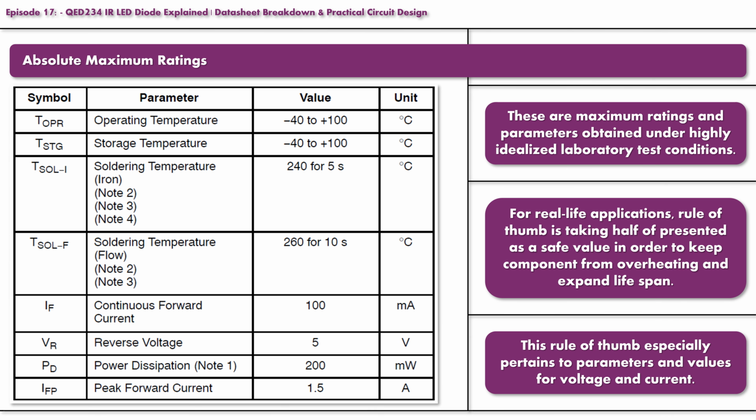Now that this is out of the way, let's move on to the absolute maximum ratings section of the datasheet. As the name suggests, these ratings define the maximum values of various parameters that the component can withstand under laboratory test conditions. In real-world applications, a common rule of thumb is to operate well below these limits, often around half of the specified maximum, to reduce thermal stress and extend the component's lifespan. This guideline is particularly important for voltage and current ratings.